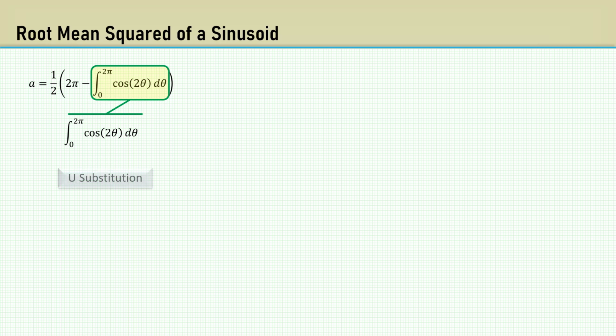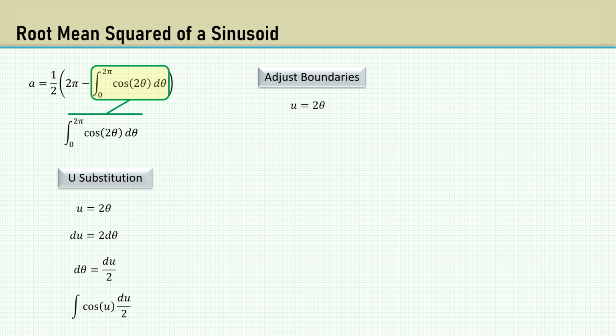For this, we can do a u substitution. We'll set u to 2 theta. Take the derivative and rearrange to be equal to d theta. Then substitute it in place of d theta. Since it's a definite integral, we need to adjust the boundaries to be relative to u. With theta at 2 pi, u is 4 pi, and when theta is 0, u is 0. Here's the integral with the boundaries changed to be relative to u.